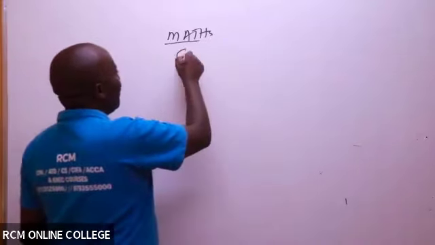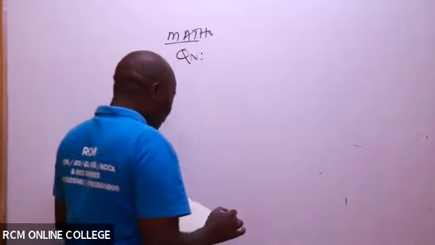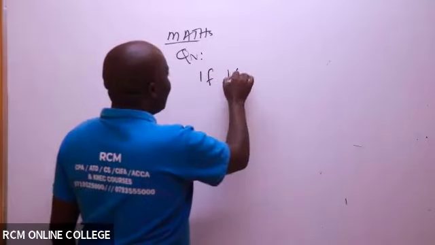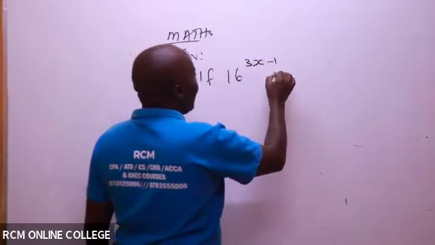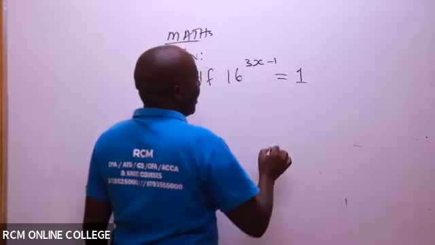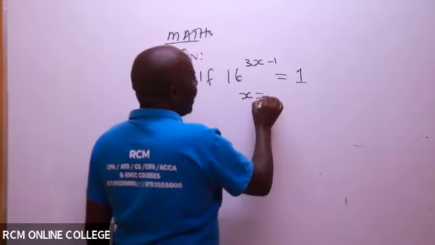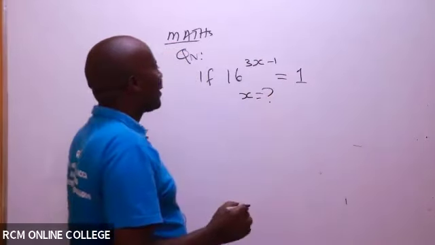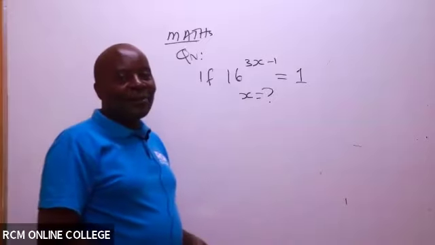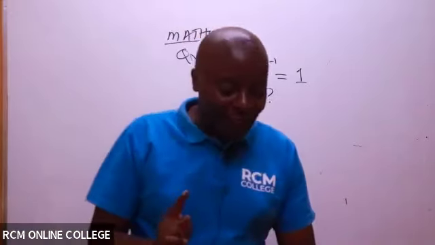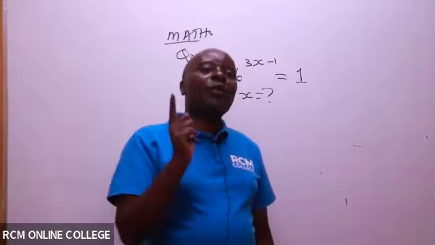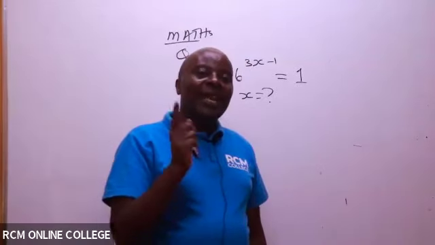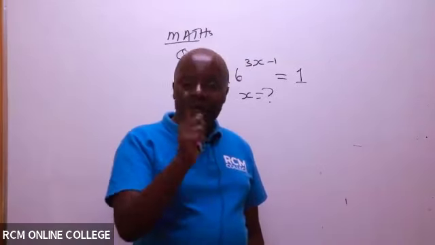Now, ladies and gentlemen, another question here. If 16 raised to 3x minus 1 equals 1, find the value of x. Looks very simple, but there are some students who have not up to date understood the concept of any number raised to 0. Any number raised to 0 is 1.